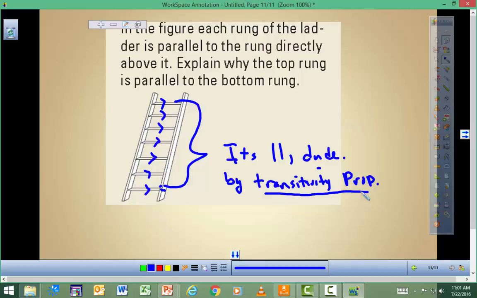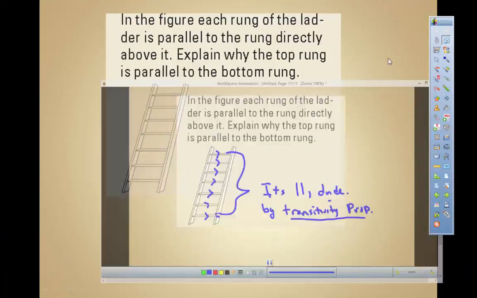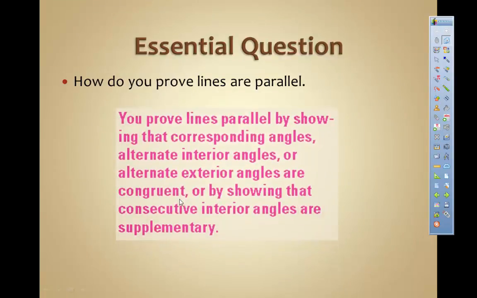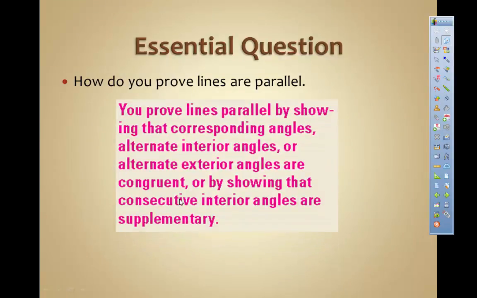So there you have it. We've looked at a couple different types of problems. You can now work on your study guide, and hopefully this won't present too big of a challenge as long as you can do some algebra problems. So how do you prove lines are parallel? You can prove lines are parallel by showing corresponding angles, alternate interior angles, or alternate exterior angles are congruent, or by showing that the consecutive interior angles are supplementary.